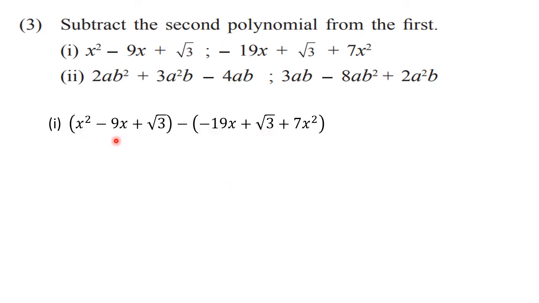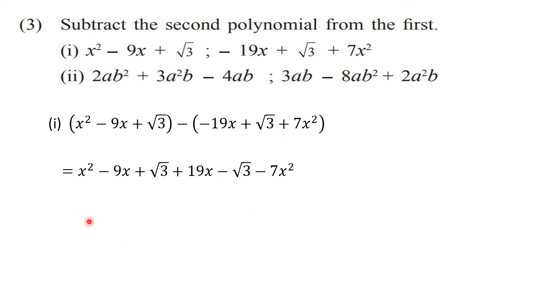Now in the next step, the first polynomial will remain as it is. There is no change in the first polynomial. But because of this minus sign, here everywhere the sign will change. So in the next step you will write that down. Okay, so x square plus 9x plus root 3 as it is. But see this minus and this minus 19x, it will give you plus 19x. Then minus into plus root 3, that is minus root 3. And minus into plus 7x square, that will be minus 7x square. Simply you have to change all the signs. Minus will become plus, plus will become minus, and plus will become minus.